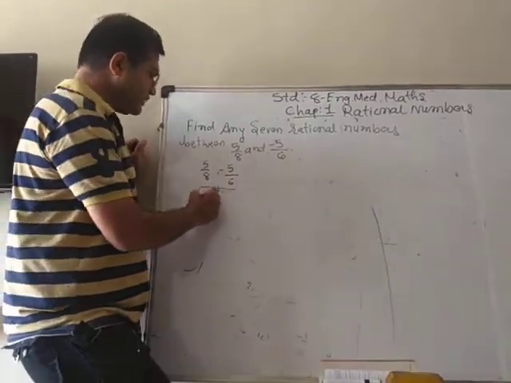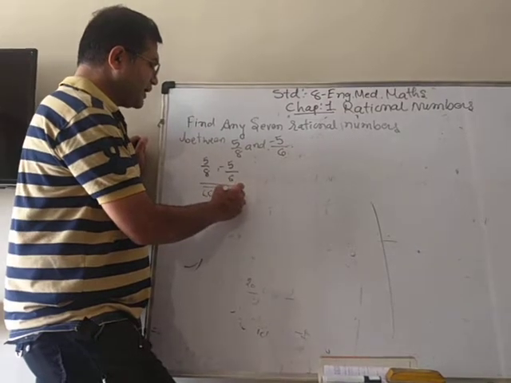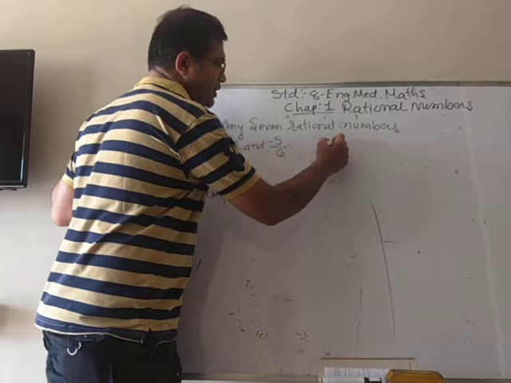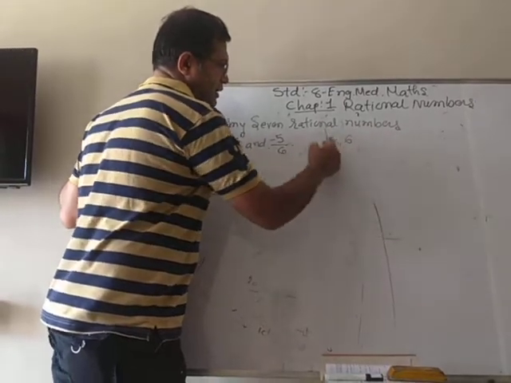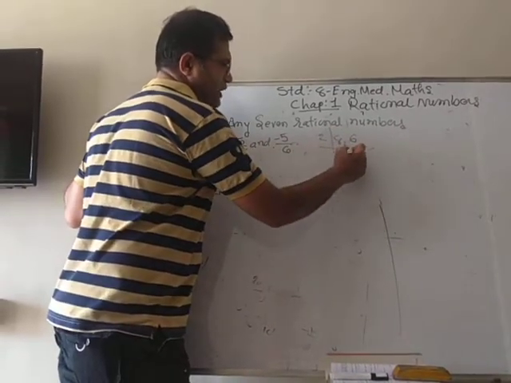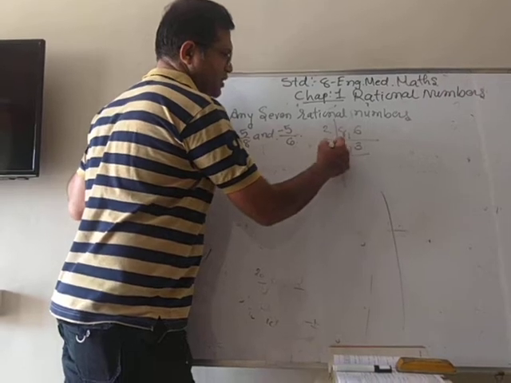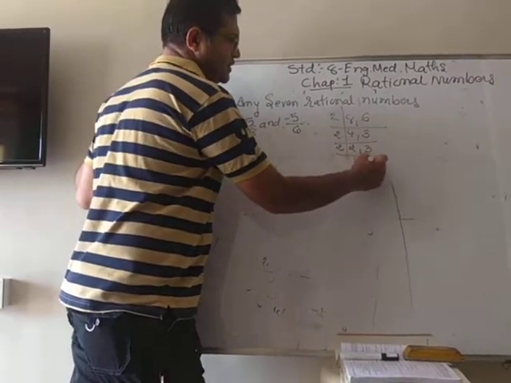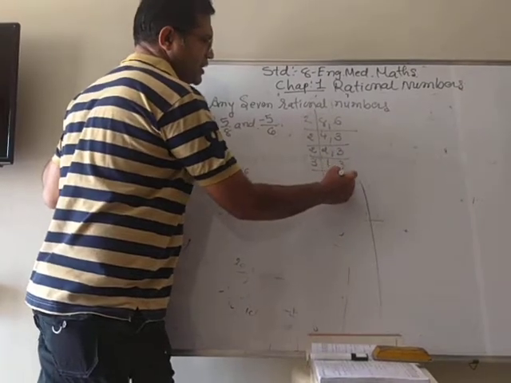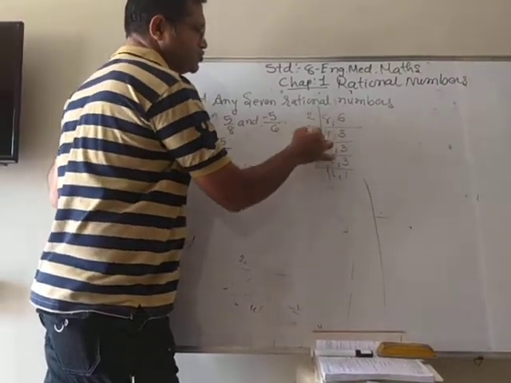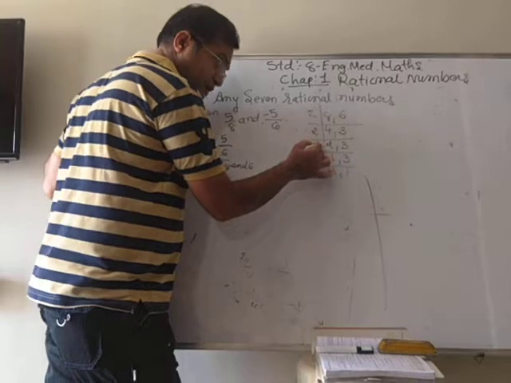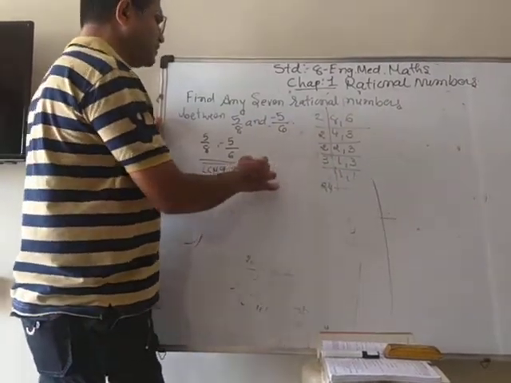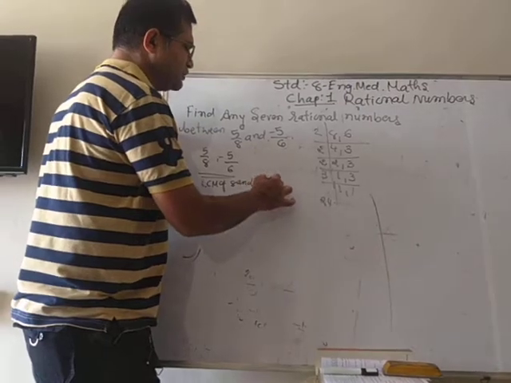So what is the LCM of 8 and 6? I hope everybody is familiar with how to do that. To find the LCM: 2 2s are 4, 4 2s are 8, 8 3s are 24. So the LCM of 8 and 6 is 24.